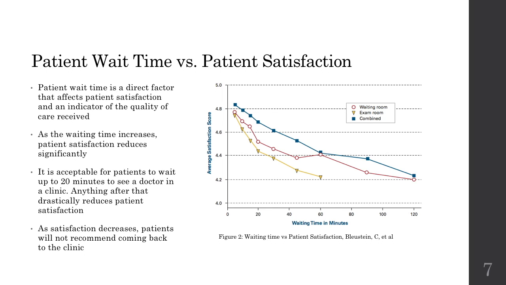Also, patients who wait more than 20 minutes were more likely to complain about the clinic and not recommend going again. On the other hand, patients who wait less than 20 minutes highly recommend going to the clinic. The figure shows the average satisfaction score of patients versus the waiting time at clinics. After 20 minutes of waiting in the waiting room, patient satisfaction goes below 4.5, which may result in patients not returning or not recommending going to the clinic again. Because of this, clinics should try to reduce waiting time for patients in the waiting room to be at most 20 minutes.